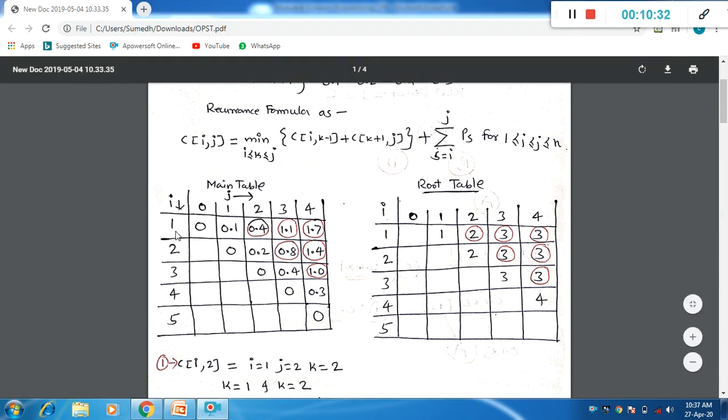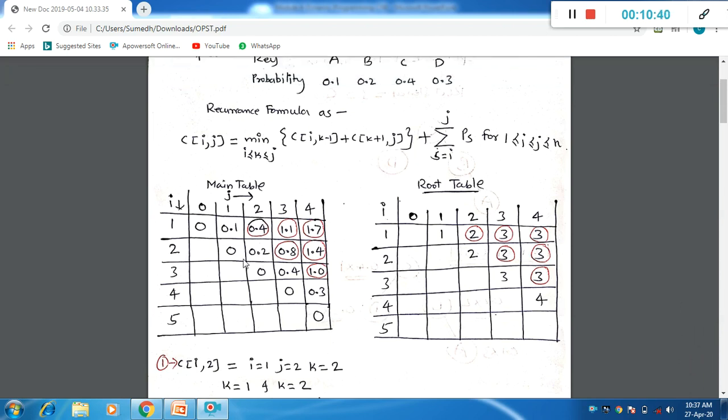That is nothing but, to the position 1 by 1, put the probability of character A. To the position 2 by 2, put the probability value of character B. To the position 3 by 3, put the probability value of character C. And to the position 4 by 4, put the probability value of character D. Initially all the diagonal values are 0, and the remaining values are empty.